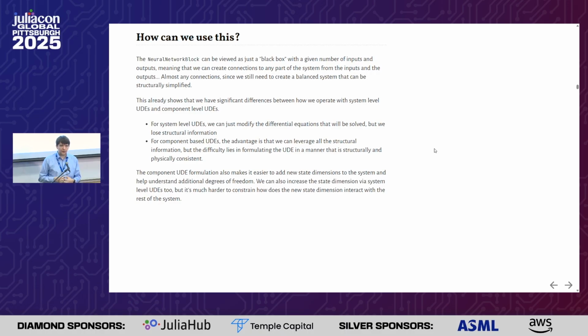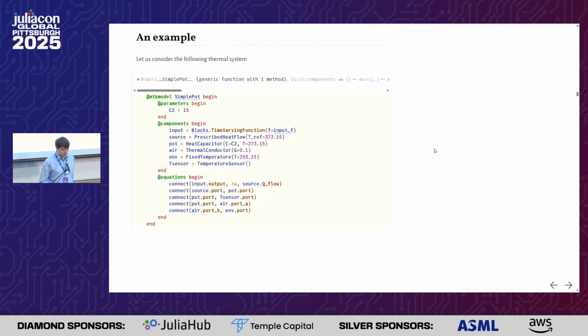You want to be able to enforce constraints on how the neural network interacts with the rest of the system via the block interface, treating it as its own system, which has potentially constraints or has a well-defined interface for interacting with the rest of the system at the block diagram level. Okay, so let's see an example of how we would actually use this.